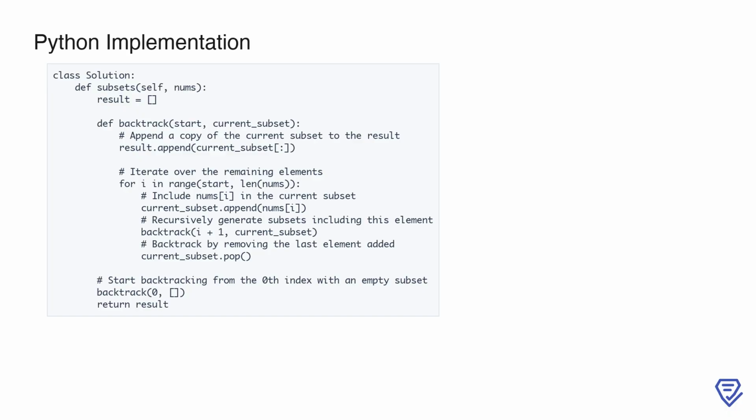The time complexity of the solution is O(2^n * n), where n is the length of nums, as there are 2^n subsets and constructing each subset takes O(n) time. The space complexity is O(n) due to the recursion stack and the space used by current_subset during the backtracking process.